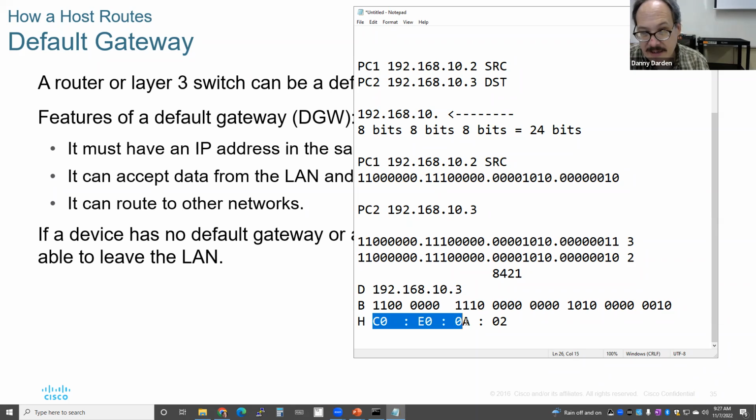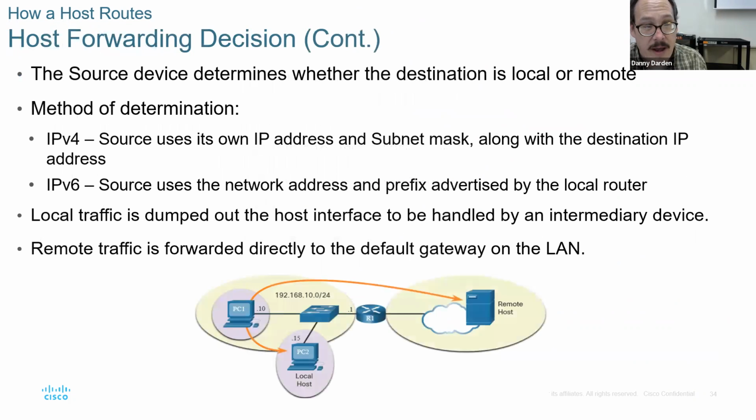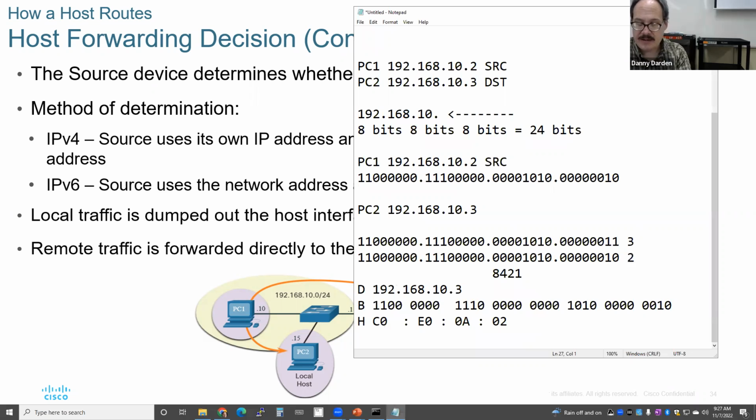Same thing applies. If I address a packet, I'm going to see C0, E0, 0A. That is the network portion of the IP address. So let's see, default gateway, remote traffic. This is how the host figures out, is it local or remote? If I'm sending an address, let me show you this.